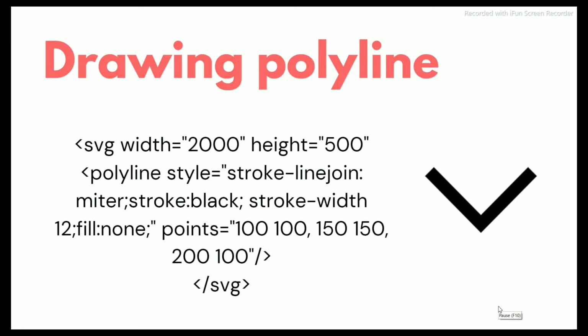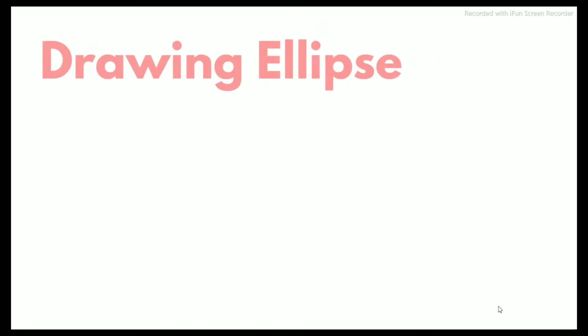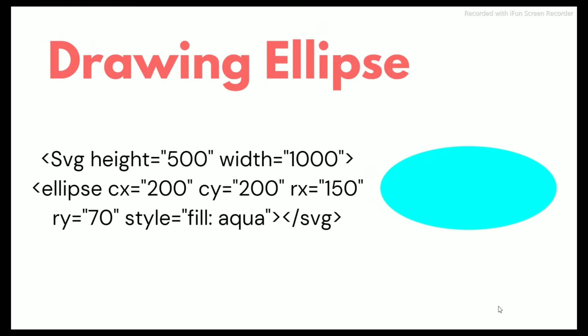Now we will see how we can draw an ellipse and polygon in HTML5 using SVG. Starting with the ellipse, when we are drawing the ellipse in SVG, first of all we have to include the SVG tag along with its attributes width and height. Next we have to use the ellipse tag along with its attributes such as cx, cy, rx, ry, and we have to use the style and fill color. When we are using the ellipse, cx represents the distance of the ellipse from the SVG origin along the x-axis, and cy represents the distance of this ellipse along the y-axis.